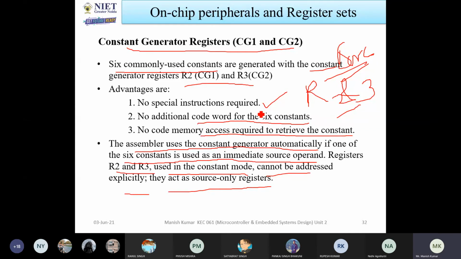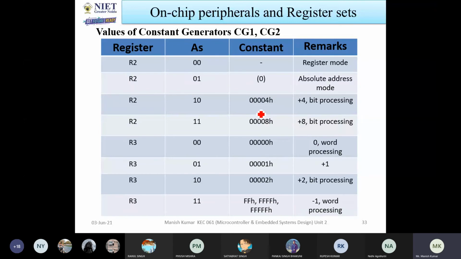Now, how can you find that the 6 constant generators will be generated? Now you can see the different values of R2 and R3. So this is R2 equal to 0, 0, R2 equal to 0, 1, R2 equal to 1, 0, R2 equal to 1, 1. Same way R3 equal to 0, 0, R3 equal to 0, 1, R3 equal to 1, 0, R3 equal to 1, 1. Now, if you are providing these values to the corresponding registers, then what will happen? When you are providing R2 equal to 0, it means that there is no constant, and it will be working in register mode. So you can transfer the data between registers.